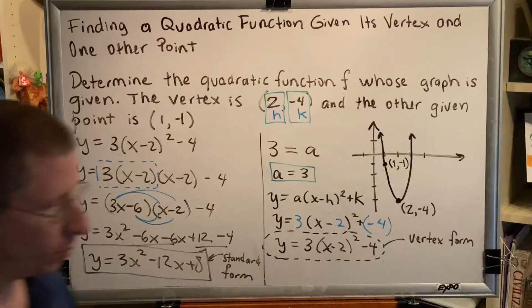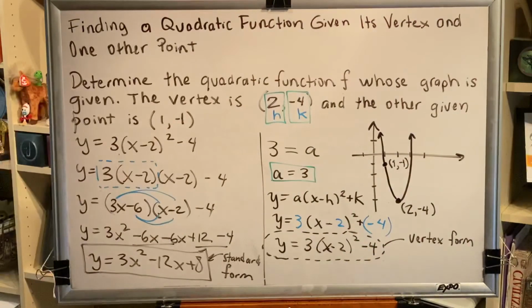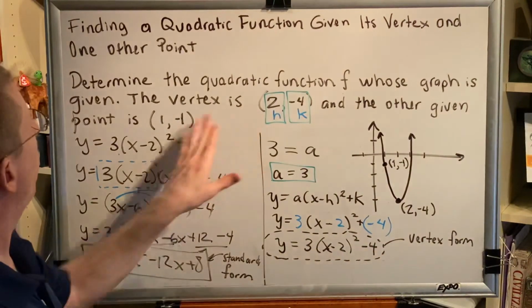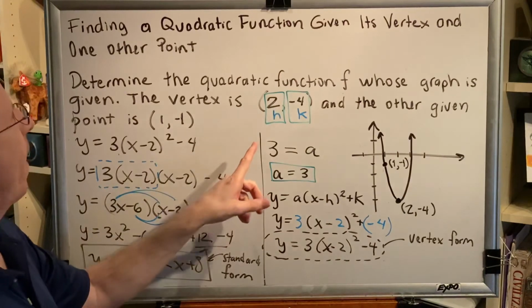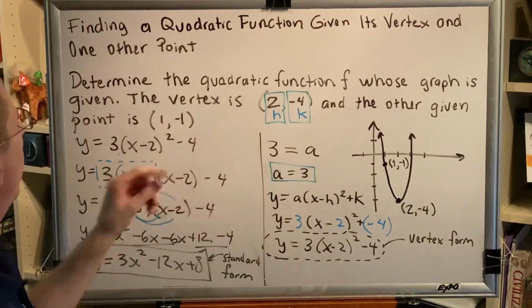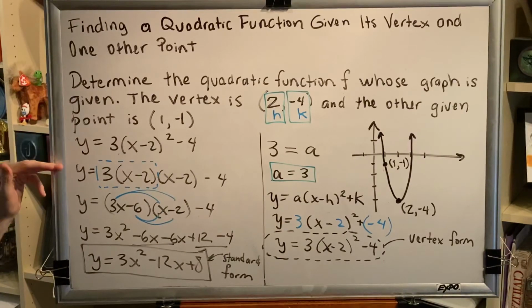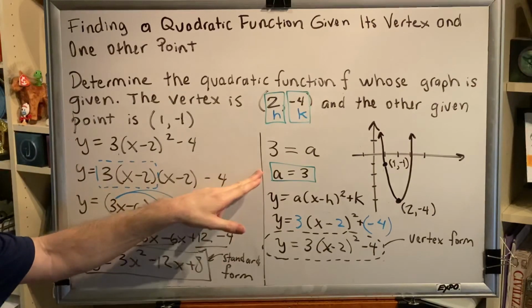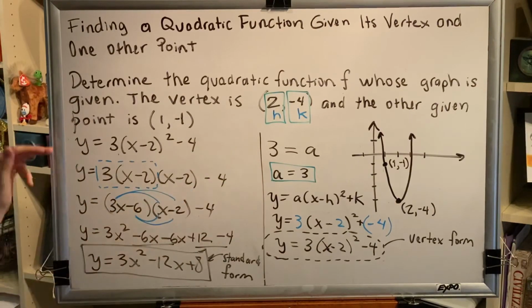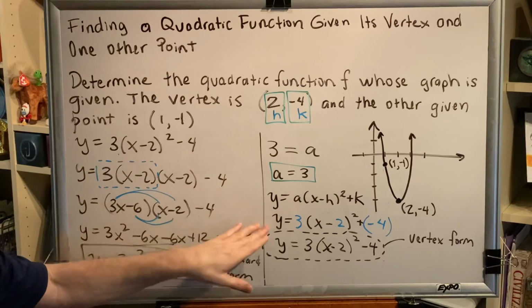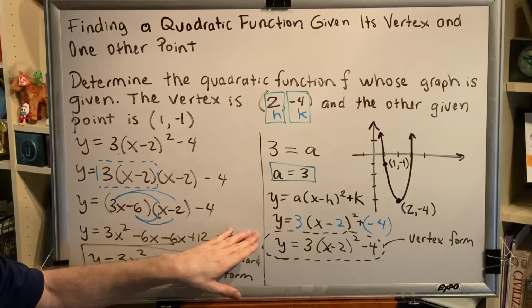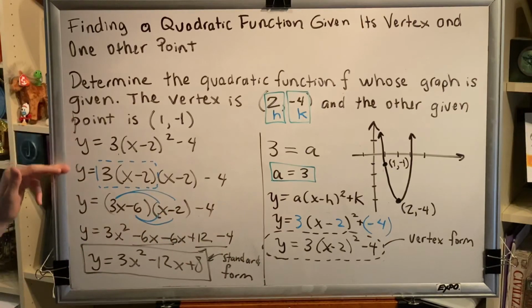Okay, so let's just briefly summarize the steps. Step 1, for the two points that you're given, identify the values of h, k, x, and y. Plug them into your vertex form of a parabola. Step 2, solve for a. Step 3, put a, h, and k into your vertex form of a parabola. Sometimes you're done, sometimes you have to keep going. And then finally, if required, convert your vertex form equation into standard form.